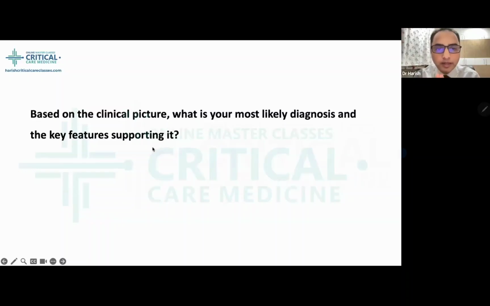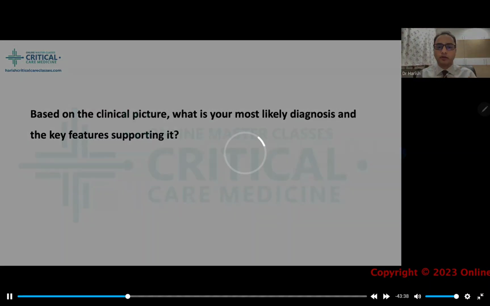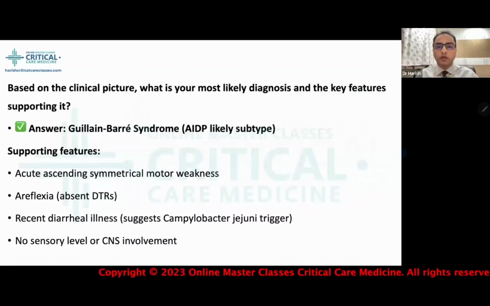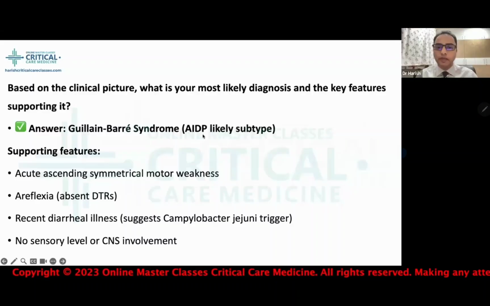Based on his clinical picture, what is your most likely diagnosis and the key features which are supporting your diagnosis? Here you are trying to narrow down your diagnosis. Based on the clinical picture, we are narrowing down our diagnosis to GB syndrome. Most likely it is an AMAN subtype. AMAN is the clinical subtype.